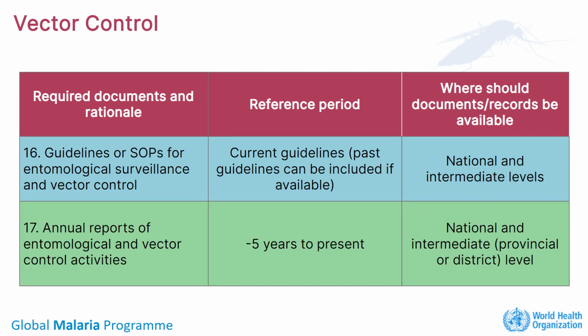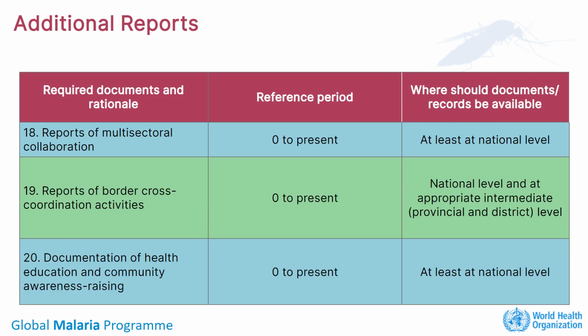Vector control. Does your country or area have the documentation and records required for certification? What records need to be kept that are not being kept now? Which documents or records are incomplete? Additional reports. Does your country or area have the documentation and records required for certification? Which records need to be kept that are not being kept now? Which documents or records are incomplete?